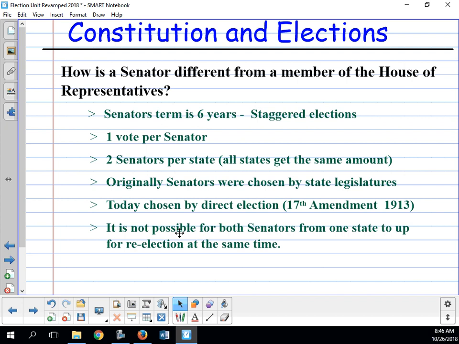All right, let's look at this. So, how is a senator different from the House of Representatives? First of all, we already know that, 6 years. That's the first thing. They are in for 6 years. And we know staggered elections. Second thing is 1 vote per senator.